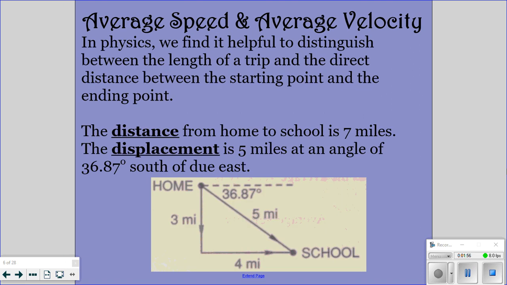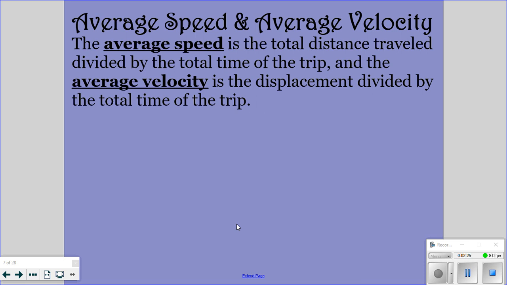So if we look here, going from home to school, the distance is 7 miles because we have to travel 3 miles on this road and then 4 miles on this road. But the displacement is 5 miles, and it's at an angle of 36.87 south of due east. So there's a difference between distance and displacement. Your average speed is going to be your total distance traveled divided by the total time of the trip. And the average velocity is the displacement divided by the total time of the trip. So we're going to look at some examples.